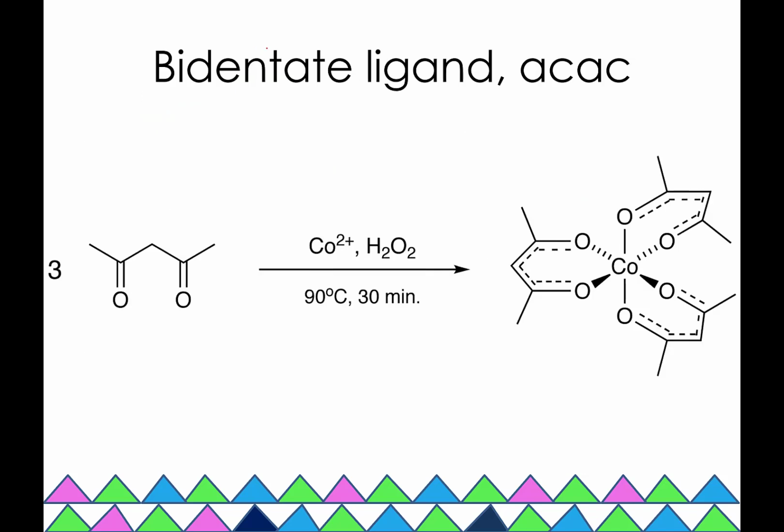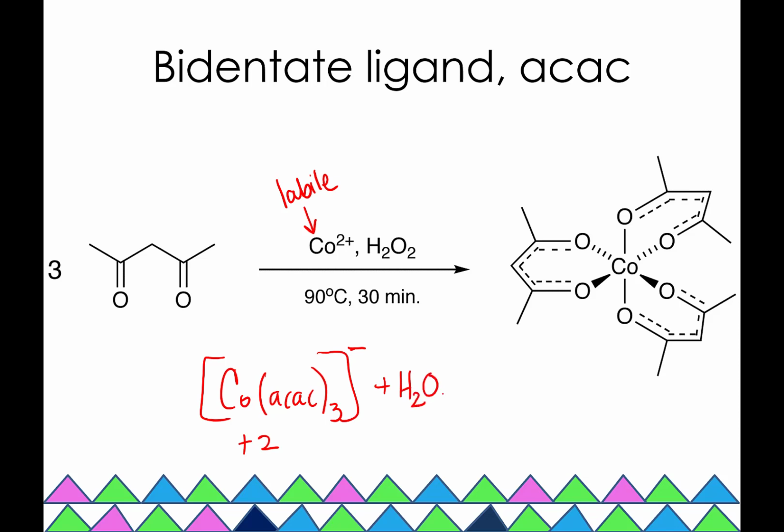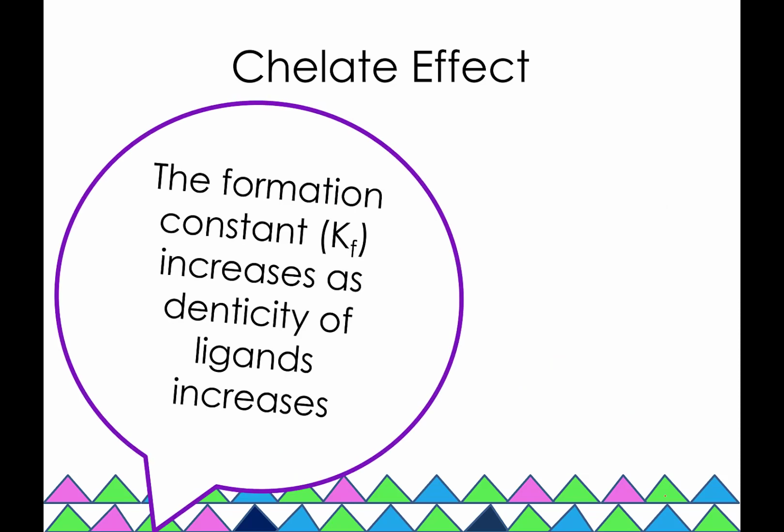The synthesis of cobalt ACAC is a good example of using labile and inert to our advantage. So when we run this reaction, we start the substitution reaction with cobalt 2+ and form the +2 oxidation state of the complex. But this is labile to substitution. So we want to add hydrogen peroxide to oxidize it to form this cobalt 3+ complex, which is now inert to substitution. Next, we need to talk about the chelate effect.